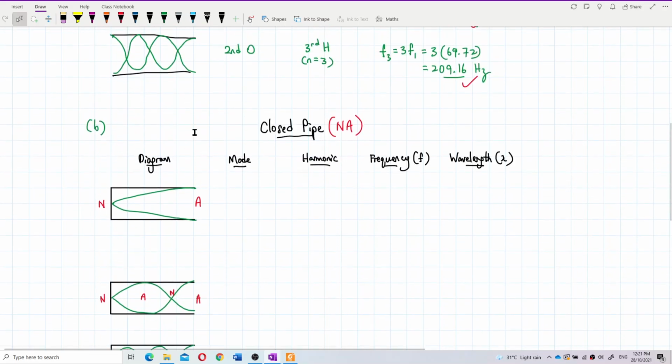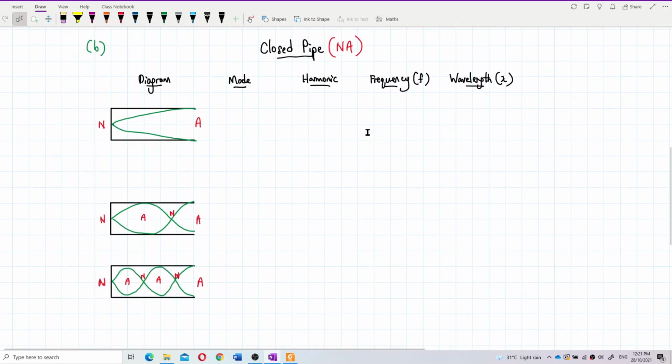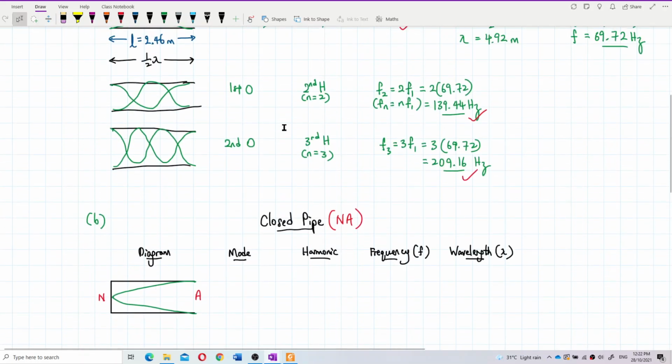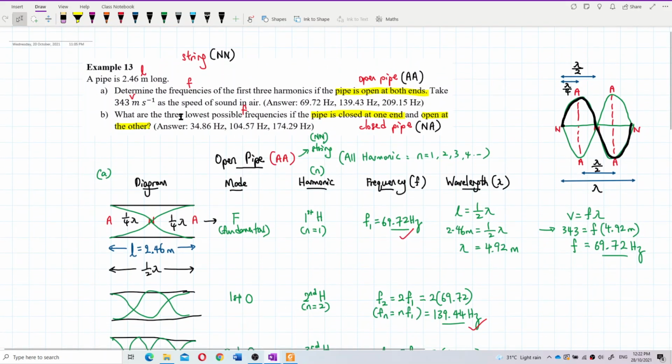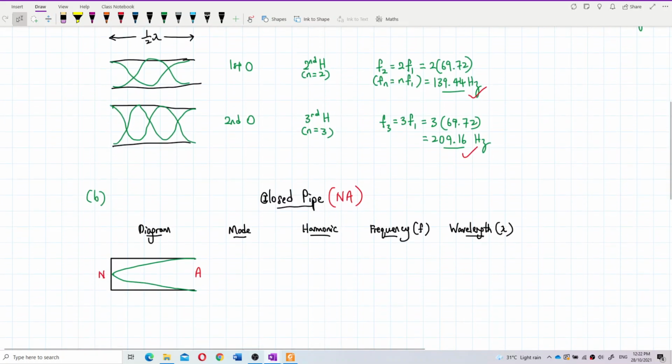Remember that, okay? You just have to draw the first one, because to get the frequency for the next harmonic, you just multiply by the number of the harmonic. So it's very easy. So what's the mode? We want to find the three lowest possible frequencies. But first of all, we need to know the closed pipe has odd harmonics.